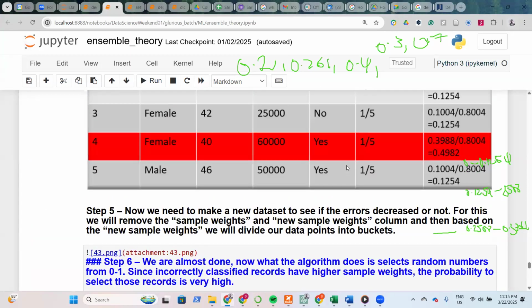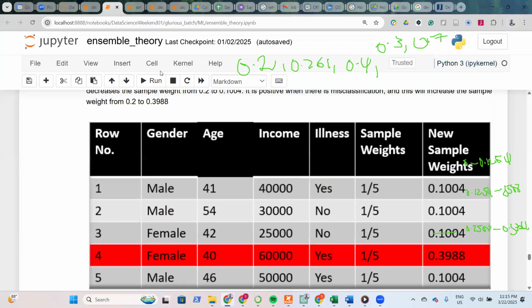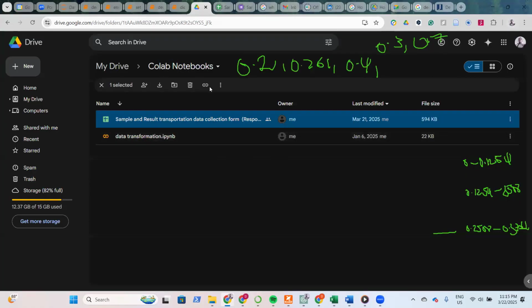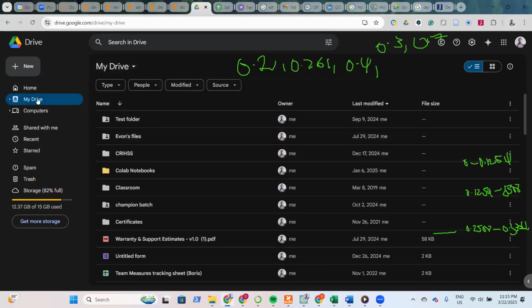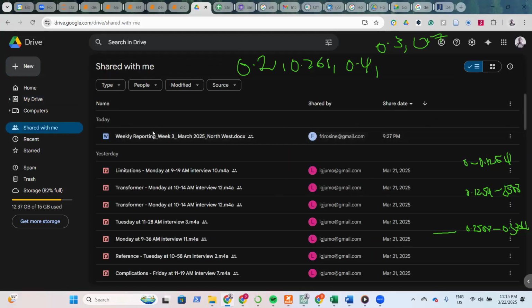I don't know where that bucket calculation file went to. I had another copy of this file somewhere. Please let me pull it up in my Google file. Something just changed with the file, and I don't understand why. Let me open Google Colab. I think I have that file somewhere, but I don't know where it is. It's shared with me.